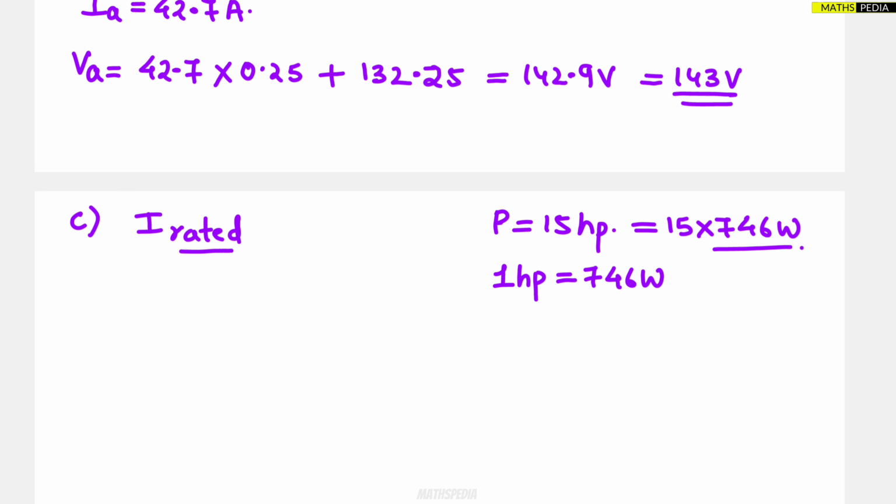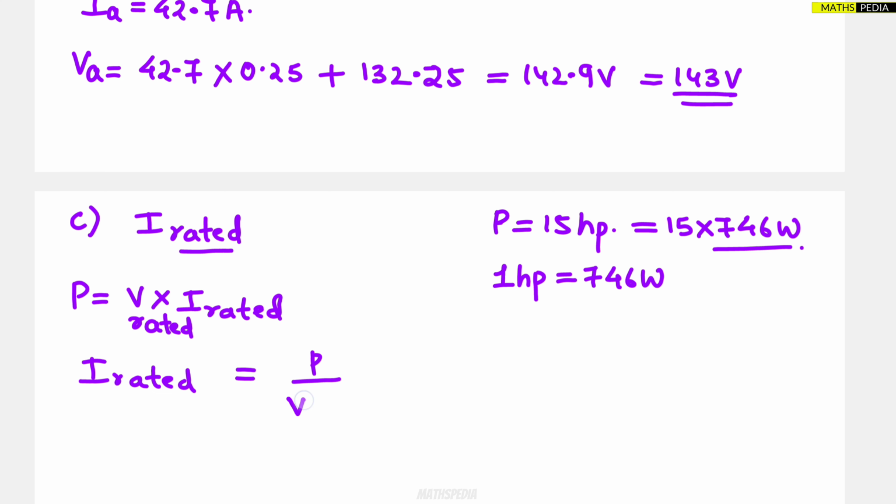So what will be the equation of power? Power is nothing but V into I. Simple equation. This I can be rated, that means V rated into I rated. That's it. V rated into I rated. Now in order to find out I rated, I have to just shift V rated there. So it will become whatever the power is divided by the V rated.